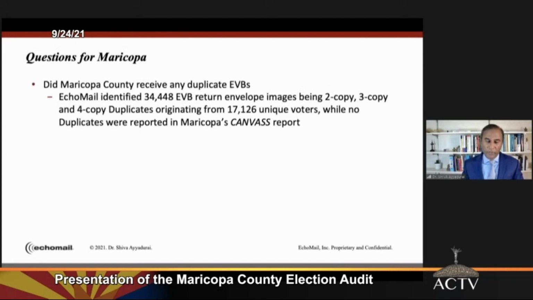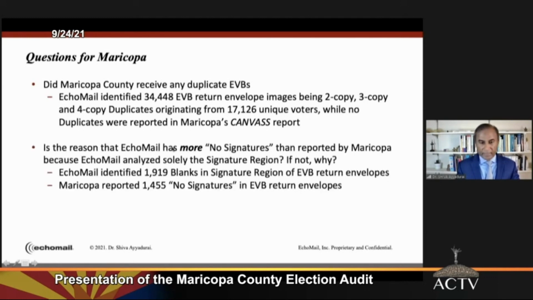So again, there's some examples here. So questions. These are the questions we have for Maricopa officials. One is, did Maricopa receive any duplicates? Again, I've gone through. We have in our possession 34,448 images representing 17 duplicates from 17,126 unique voters, 2-copy, 3-copy, and 4-copy. The word duplicate does not show up as a keyword in their report, but it would be interesting to know if duplicates exist. The second one, is there a reason that EchoMail has no signatures than reported by Maricopa? Is it because we solely analyze only the signature region?